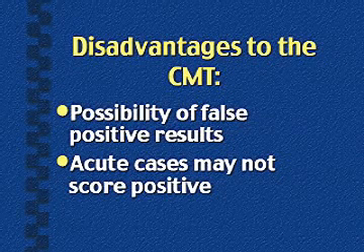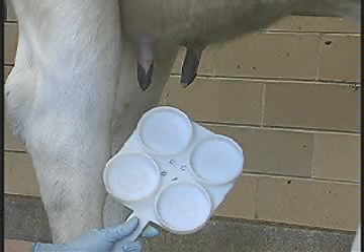Occasionally, acute clinical mastitis will not score positive if the somatic cells have been destroyed by toxins from the infecting organism. The CMT test is a good way to identify cows infected with subclinical mastitis. It's especially useful for finding infected quarters in cows with high somatic cell counts.